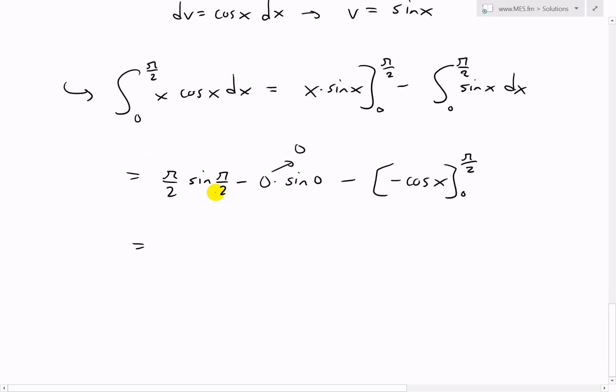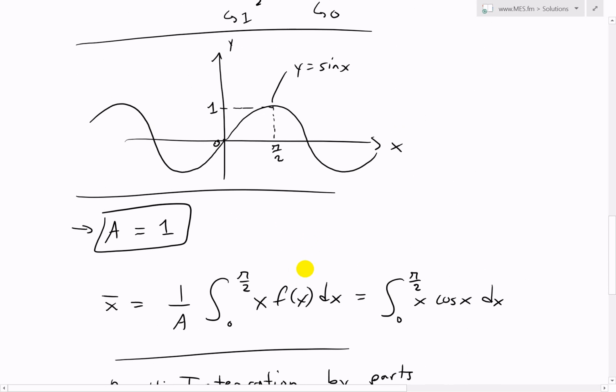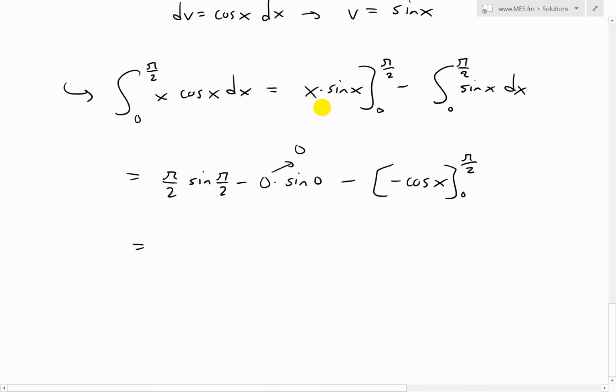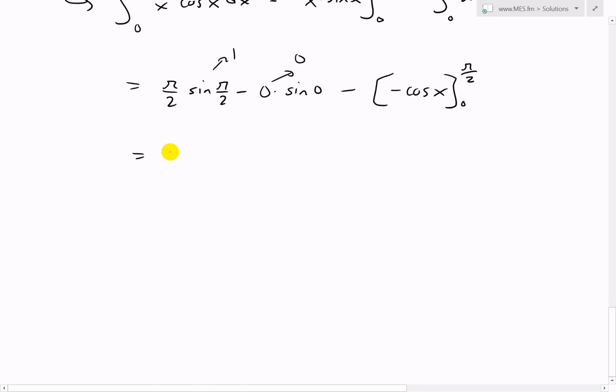So when we evaluate it, sine of pi over 2, we've already shown above, is just 1. So this equals pi over 2 times 1, that's just pi over 2. This part is 0. Again, this is a minus and a minus, so we could just make it all positive. So now put the cosine inside: cosine of pi over 2, and then put 0, cosine of 0.